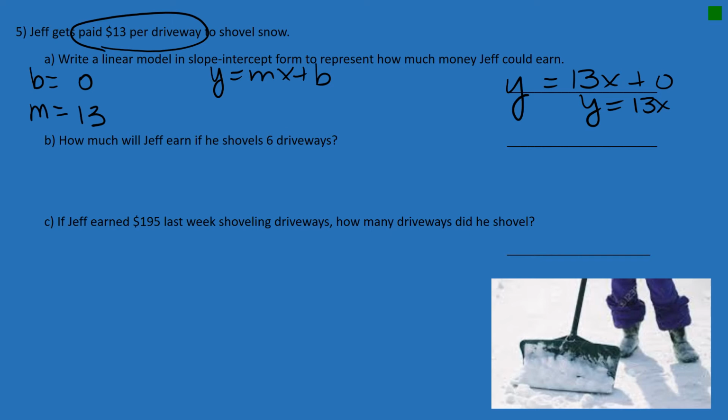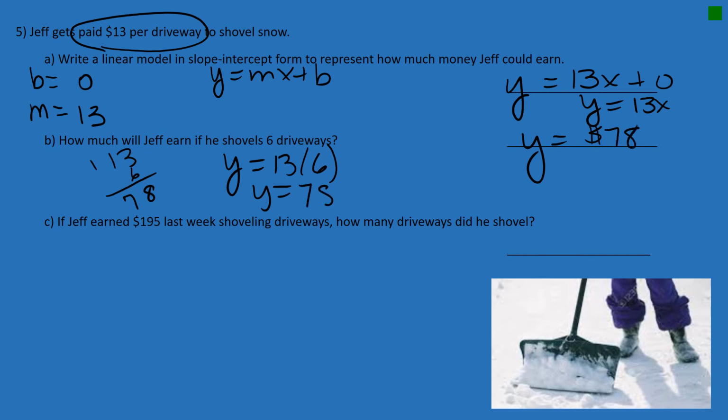How much will Jeff earn if he shovels 6 driveways? Well, if he gets paid $13 per driveway, it's going to be y equals 13 times 6. Okay, so if you don't have a calculator, you can just come off to the side. And I get 78. So he's going to earn $78. Not bad, huh? Are you hoping for a snow day now?